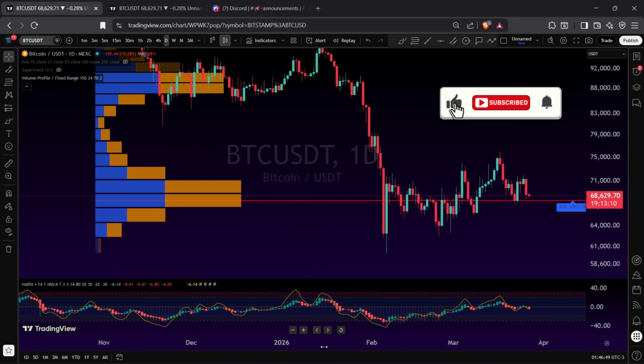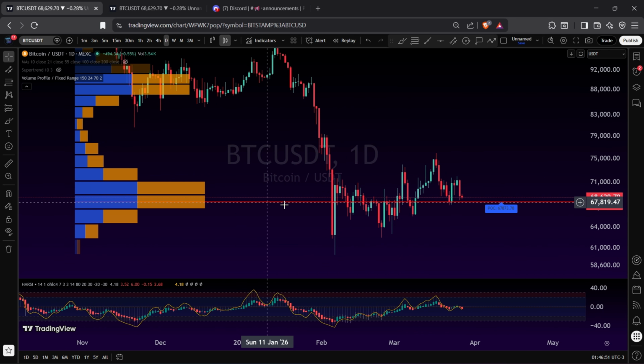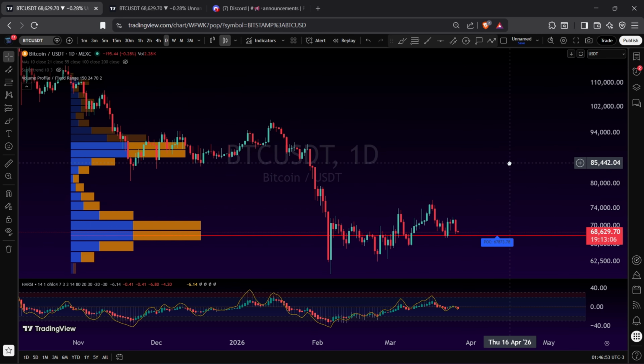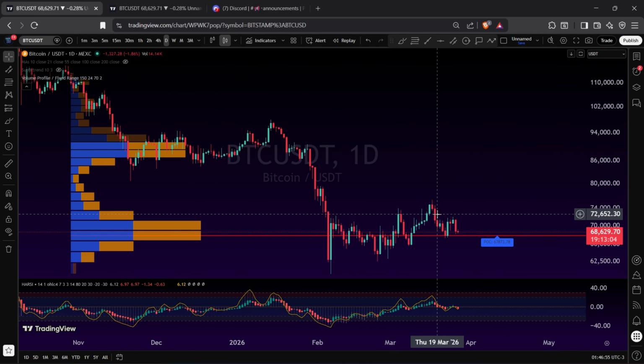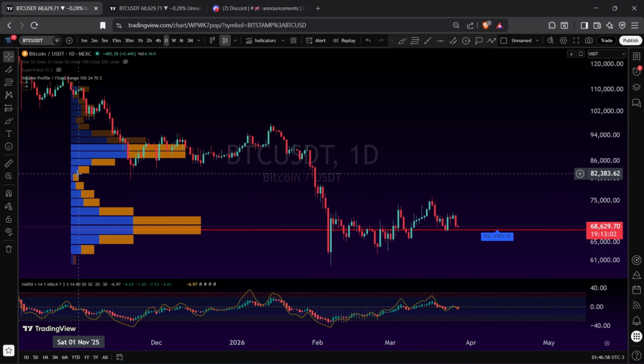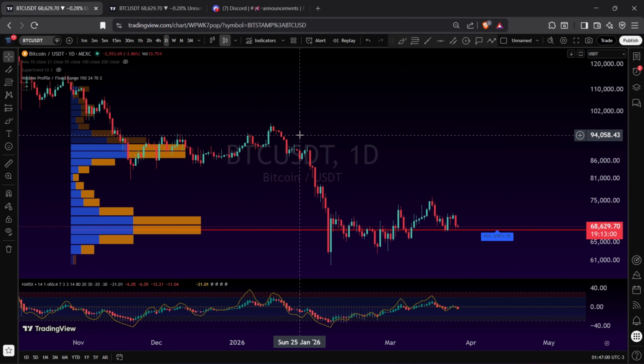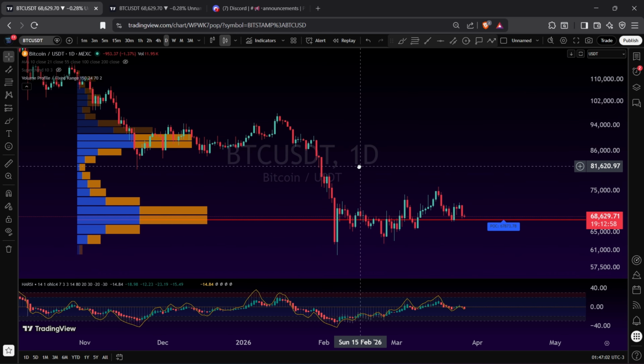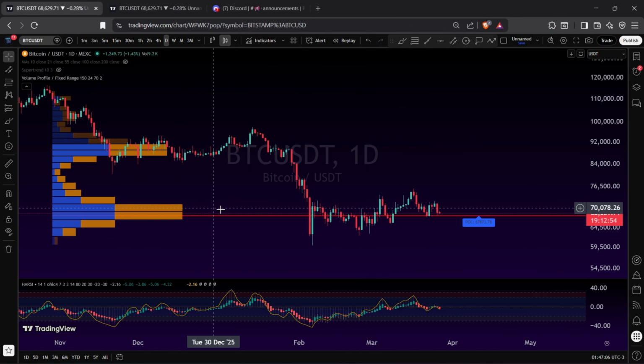These high-volume nodes act like massive gravitational magnets for price. If price moves away from a high-volume node, it will often get pulled back to it. Conversely, low-volume nodes act as vacuums. Price slices through them rapidly because there is no historical friction to slow it down. Understanding volume at price is how you find entries with massive asymmetric risk-to-reward ratios.